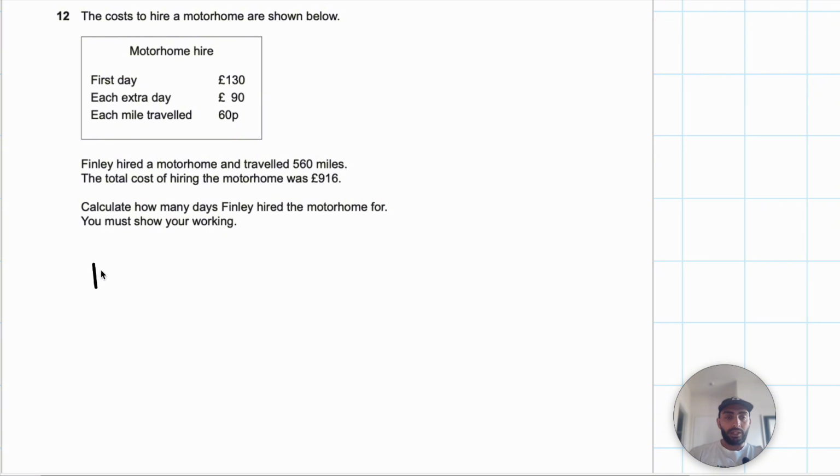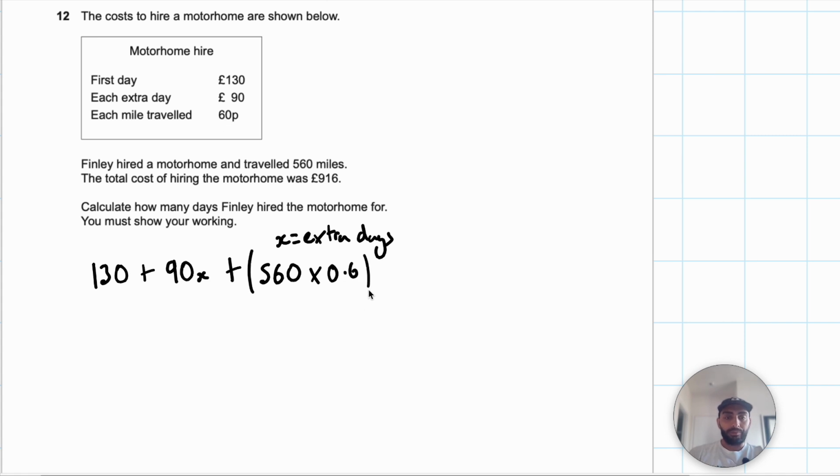So the first day he's paying £130 and thereafter he's paying £90 for every single day, but we don't know how many days that is. So it's 90 multiplied by x. We need to remember this x is the amount of extra days. He's travelling 560 miles and each mile is costing him 60p. So we're doing 560 multiplied by, I'm going to change this into pounds, so that would be 0.6. That would be equal to the total amount that he's paying for the motorhome, so 916.